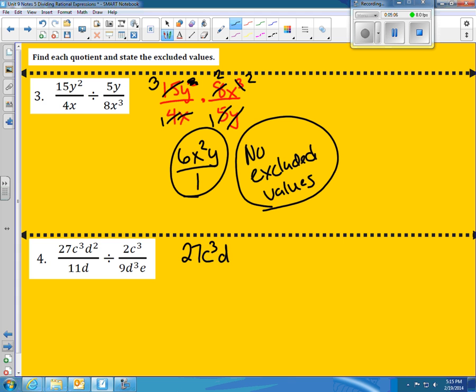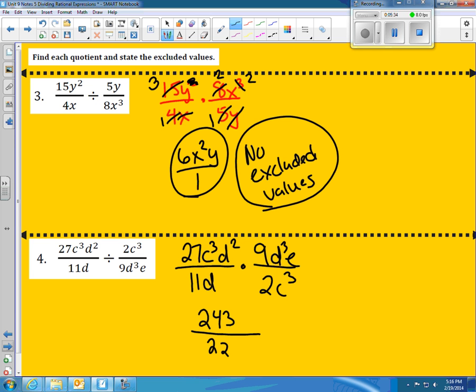27c cubed d squared over 11d. Change to multiply. 9d to the third e, and then 2c to the third. Okay. I don't see any numbers that I can simplify, so let's just multiply across the top. We get 243, and on the bottom we get 22.